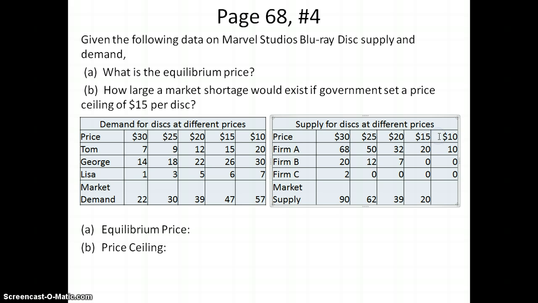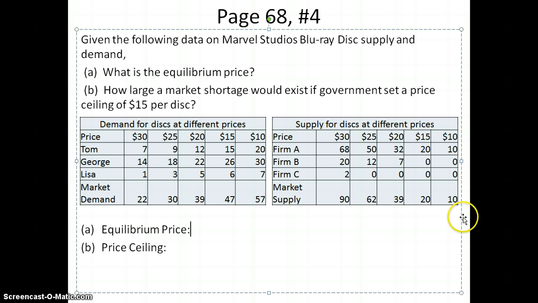Then when the price falls even further to $10, A is only willing to make 10, and B and C are still willing to make none, so the market as a whole is only willing to make 10. We're again assuming that those are the only people willing to produce in the market at all.